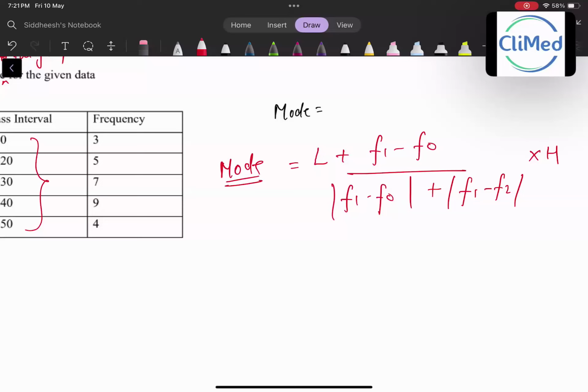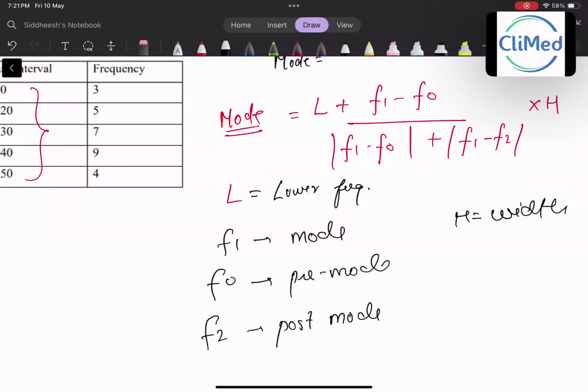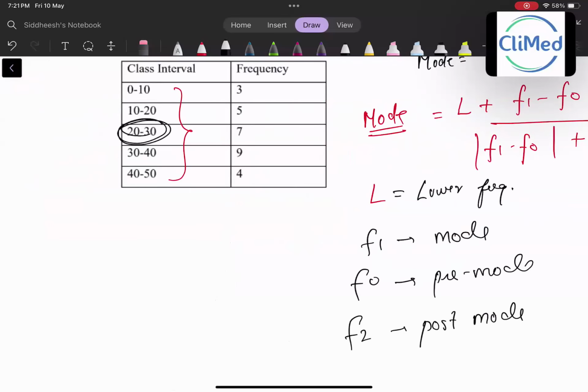Now, how to remember this formula? That is the main question actually. L is your lower limit. F1 is your mode frequency, F0 is your pre-mode, and F2 is your post mode. What about H? This is the width. And how to find the width? Suppose we are getting this range: 30 minus 20 is equal to 10. This is your width. 20 is your lower range, this will be your L, and this will be your H.